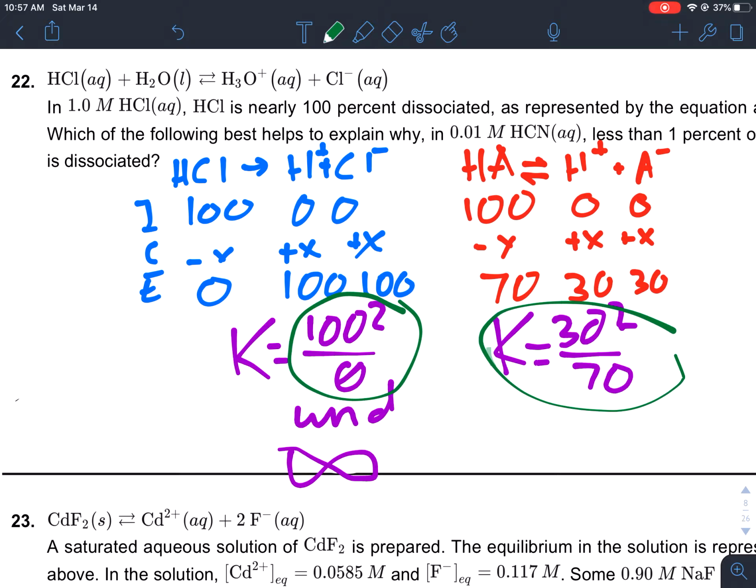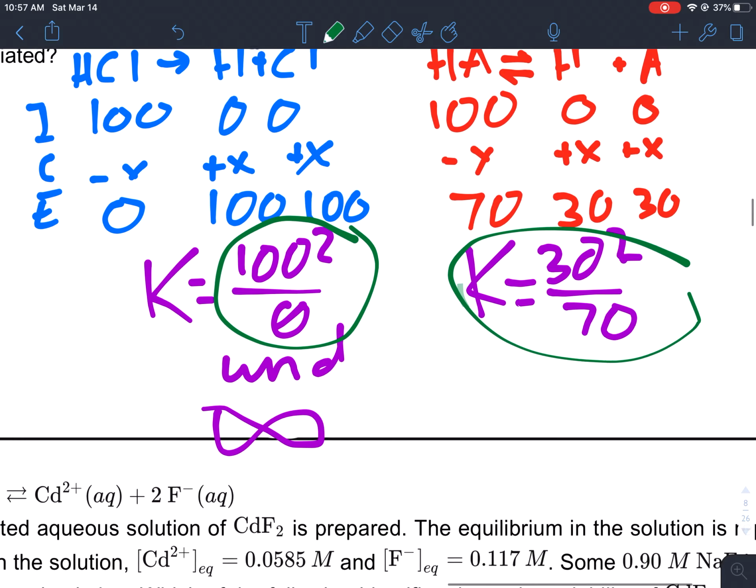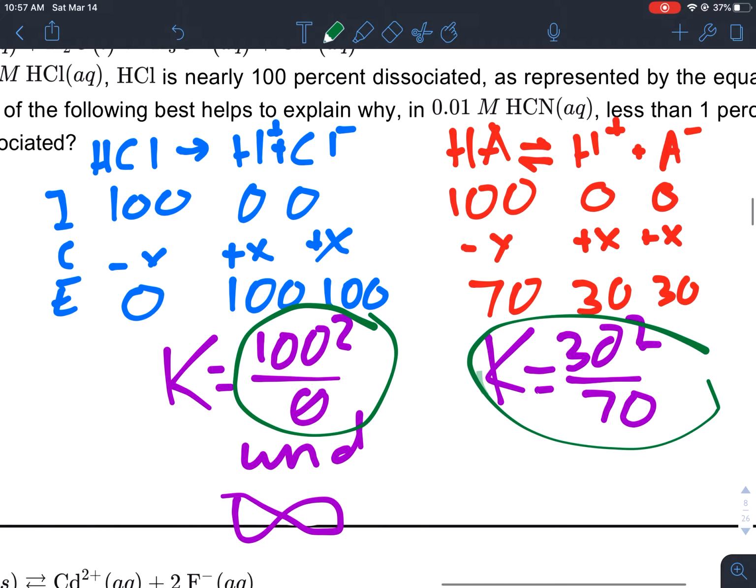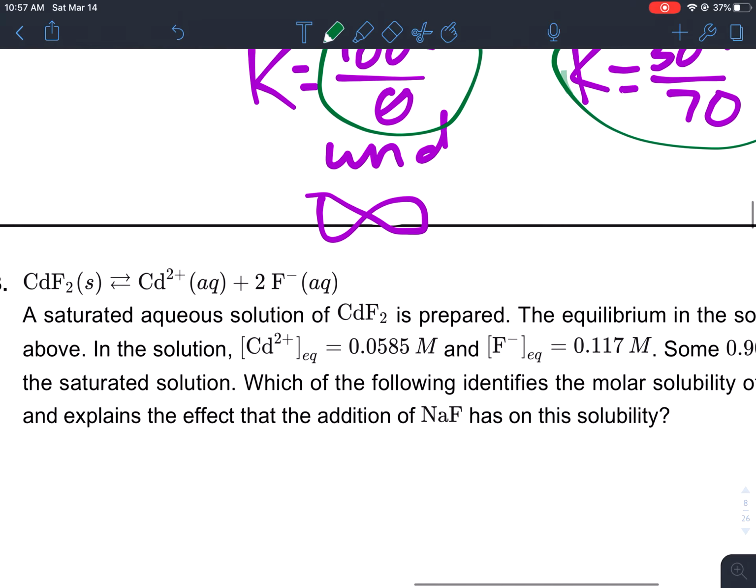Yeah, it's much smaller. Even if it was a large number, K of a strong acid, HCl, is infinity. Everything is smaller than infinity, right? So K for HCN is much smaller than that for the dissociation of HCl. That is correct. The answer is C. You don't have to do all this, by the way. I'm just demonstrating, and really this is a concept question. As long as you understand the concept, you can move on without any scratch work.